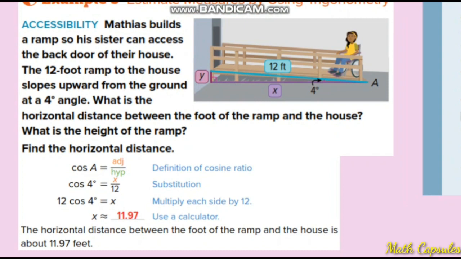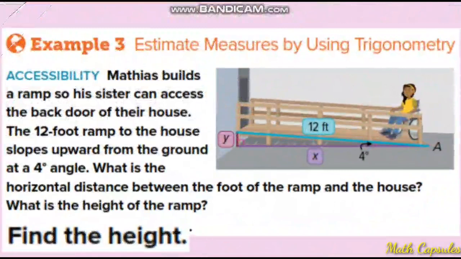In order to find the horizontal distance x, we can use the cosine of the angle 4, which is given to us, which is angle A. So we know that cosine A equals adjacent over hypotenuse, that is x over 12, because x is the adjacent side to A, or to the angle 4. So to find the value of x, you multiply 12 times cosine 4. On the calculator, you get cosine 4 times 12. It will be 11.97 approximately.